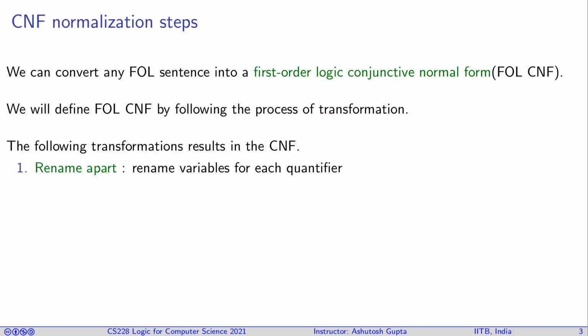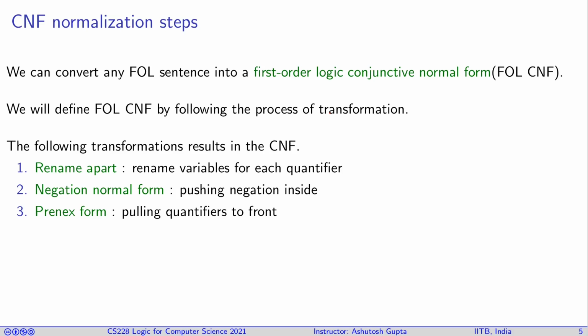So every variable that occurs in our sentence is bound, and every quantifier should have a different name. So that's the first thing we do. Once we rename them apart, we then push all the negations inside such that all the negations are on top of atoms. After that, we pull all the quantifiers up front. This is called prenex form. After doing that, you're only left with a sequence of quantifiers and a formula that is quantifier free.